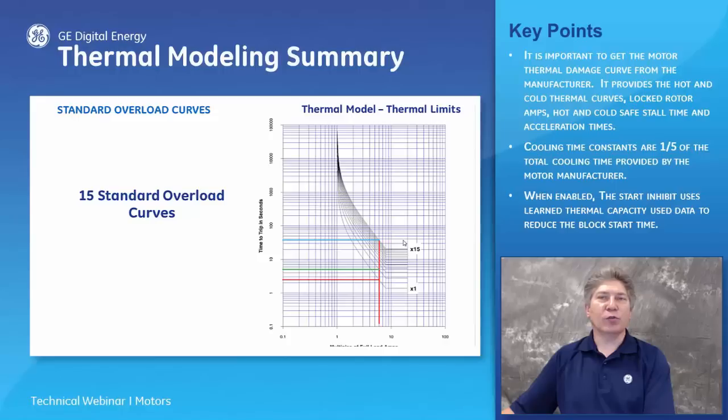If we look at curve 2, we can see that there is 5 seconds at 6 times FLA. Curve 3, 7.5 seconds. At curve 15, we have 15 times 2.5, which is equal to 37.5 seconds. If the motor is using a soft start, it typically draws around 2 to 3 times FLA, which provides more time before the winding is damaged.